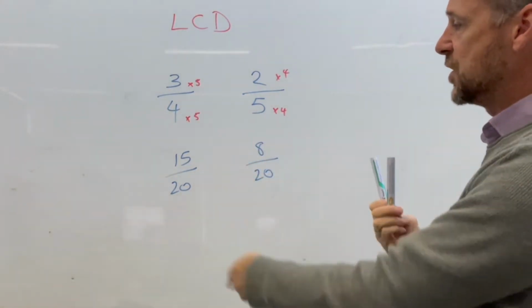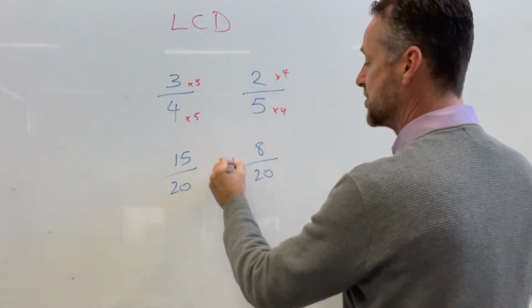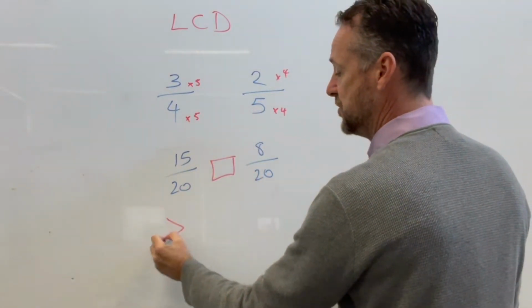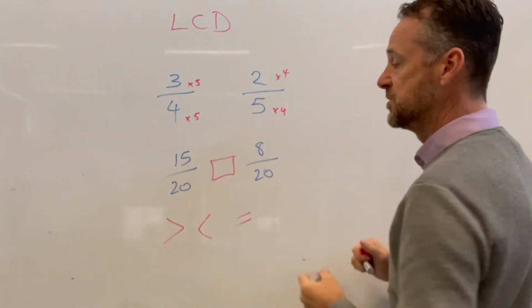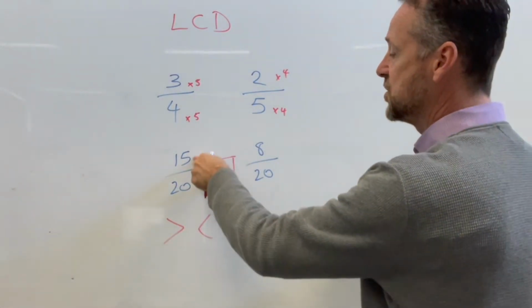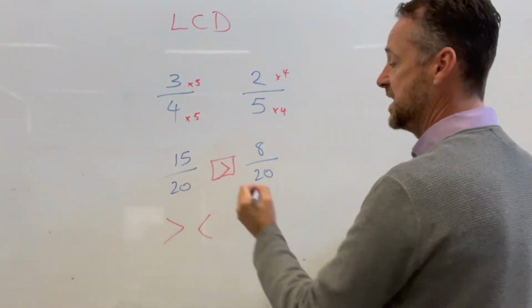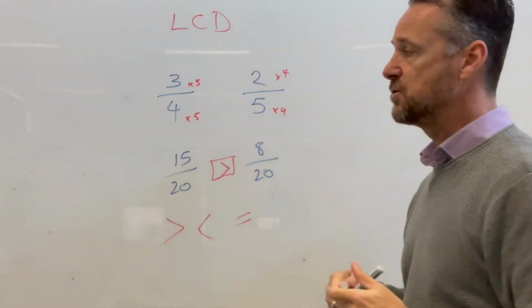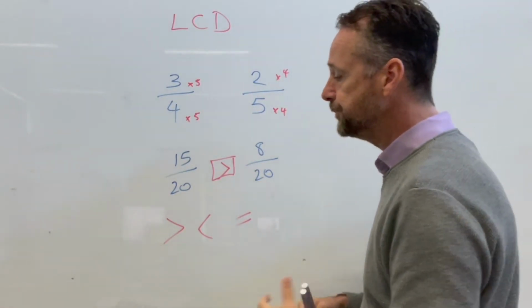Now, often a question like this will have a box in the middle, and they'll ask you to put one of these 3 symbols in the box, and you can see here that 15/20 is greater than 8/20, so you can pop the greater than sign in there.